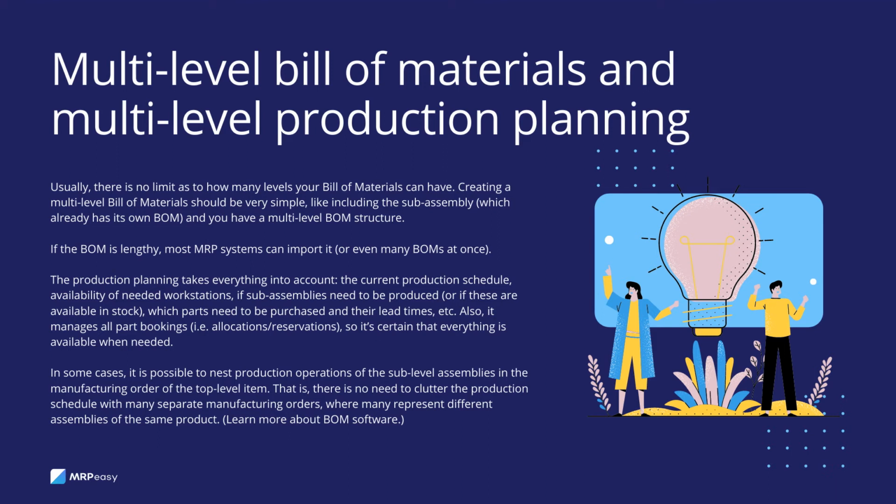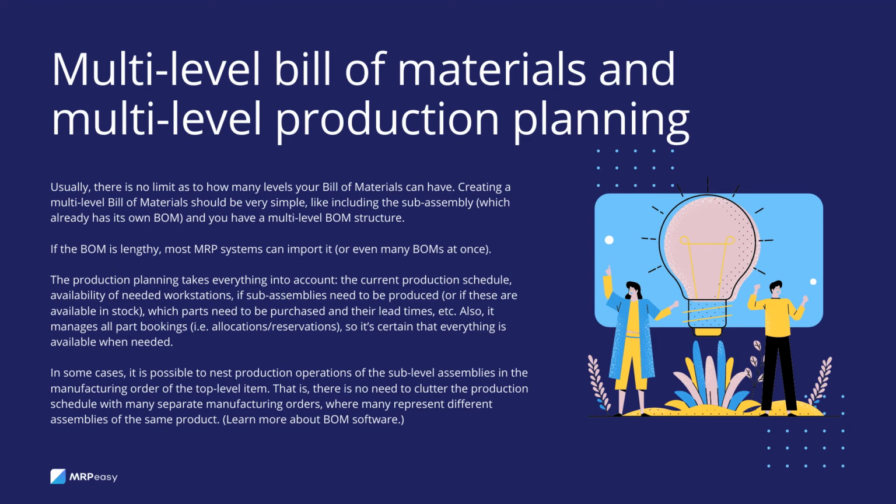The production planning takes everything into account: the current production schedule, availability of needed workstations, if subassemblies need to be produced, or if these are available in stock, which parts need to be purchased and their lead times, etc. Also, it manages all part bookings, i.e., allocations, reservations, so it's certain that everything is available when needed.